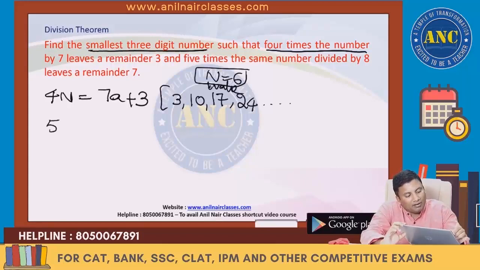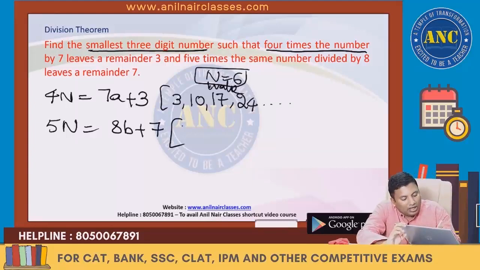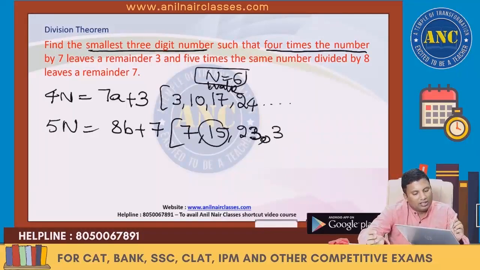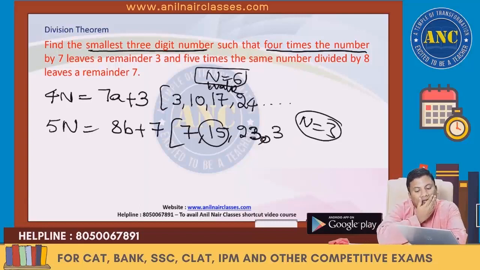5 times the number, 5n, when you divide by 8, I will get a remainder 7. Lowest possibility 7. Add 8, 15. Add 8, 23. So 15 is giving you 1 value. So n value is giving you 3.